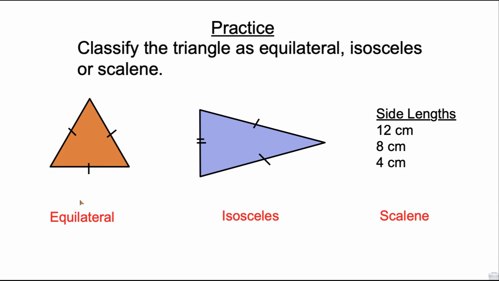All right, our first triangle is equilateral, all sides the same. Our second triangle is isosceles, two the same, one different. And our last one, we have 12 centimeters, 8 centimeters, and 4 centimeters, all different, so that means that would be a scalene triangle.